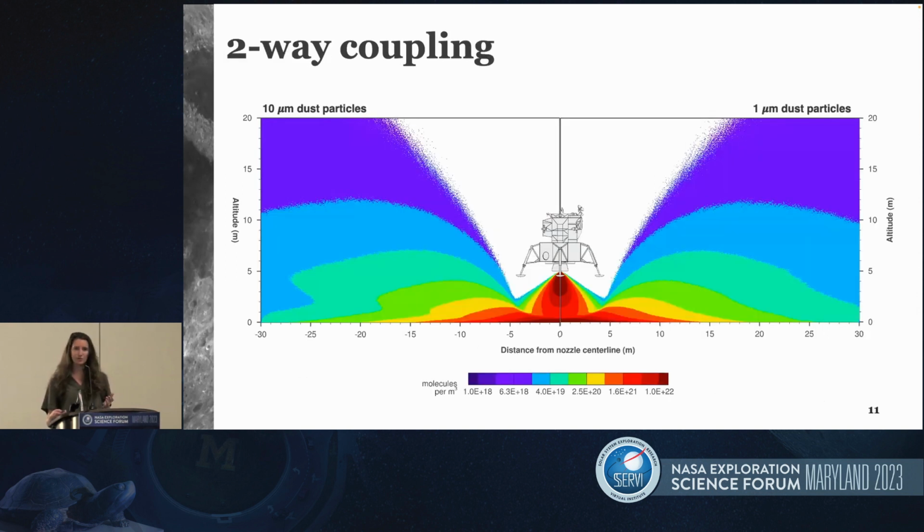A few other things that we could look at that are quite interesting are the interaction between the dust and the gas. So here I'm showing the number density of the gas molecules, where on the right, we have a coupling with 1 micron dust particles, and on the left with larger 10 micron particles. And so you could see here that on the left-hand side, we have this blip that's right at the bottom of the plume. And this is really the effect of the dust on the gas plume itself.